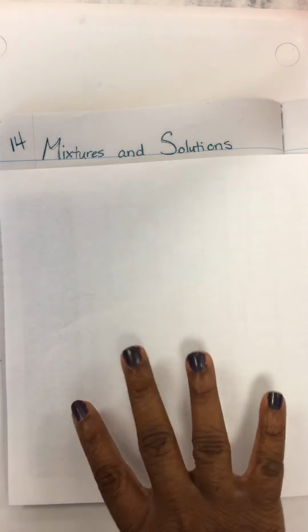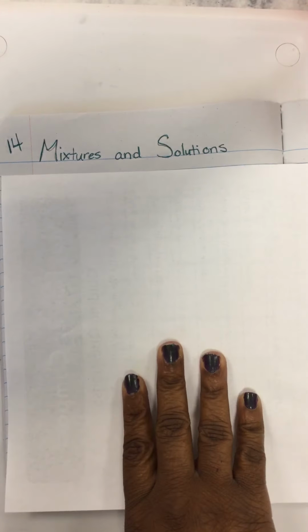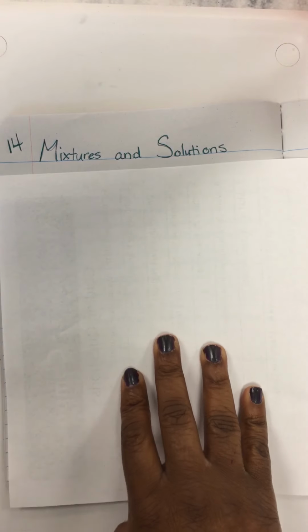So, today we're going to talk about mixtures and solutions. This should be page 14 of your journal. And we're going to go on ahead and jump in. Oh, one quick thing. Do not leave a space for your summary. You're going to probably go over it into 2 different pages.